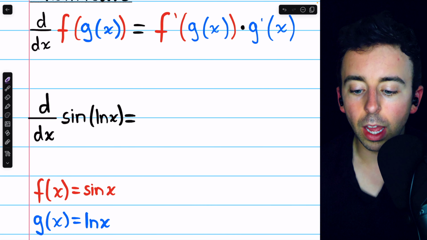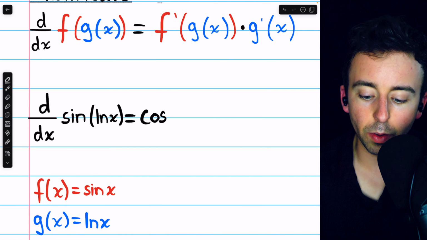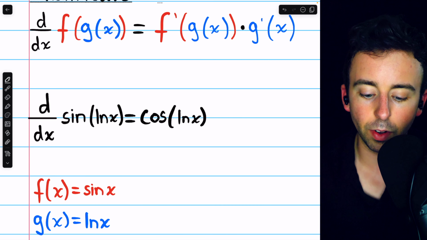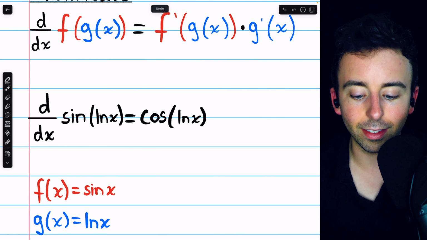We begin with f prime of g, so take the derivative of the outside function, leaving the inside function unchanged. F, the outside function, is sine, and its derivative is cosine. And then remember to not change the inside function, so just leave the ln x there. But then we have to multiply by g prime, the derivative of that inside function.